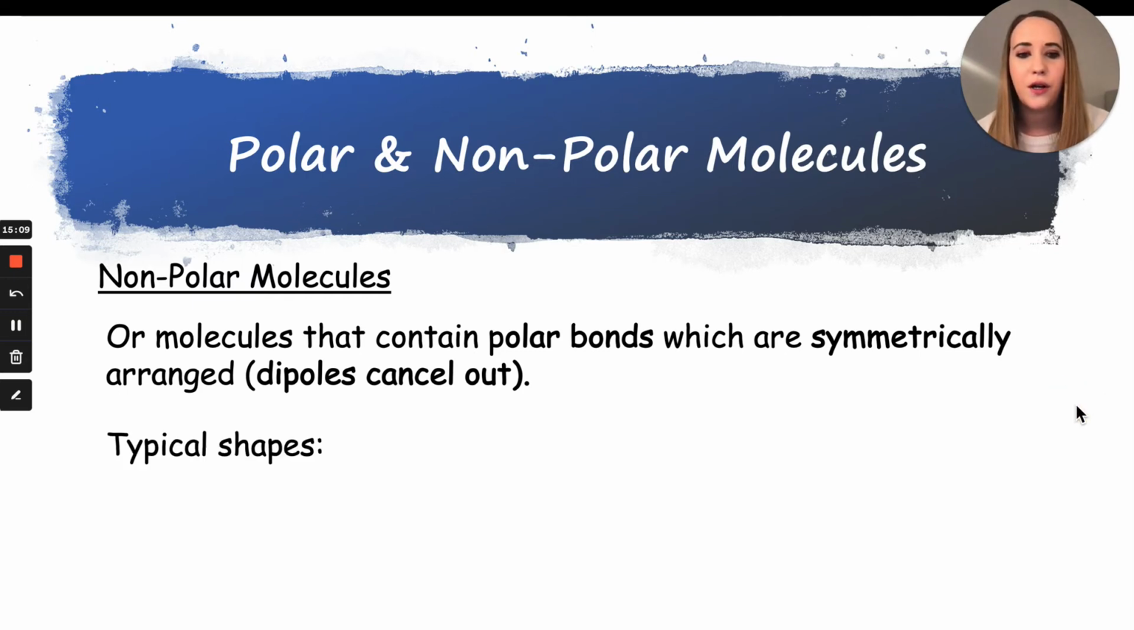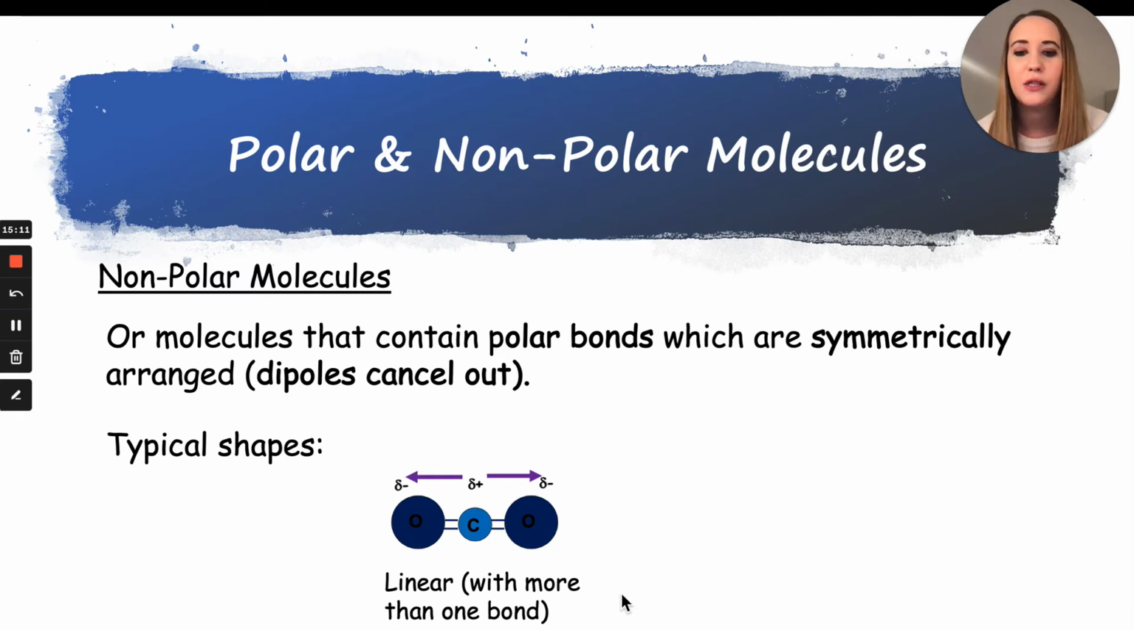There's a few examples here. If you see a molecule that's linear with more than one bond, carbon dioxide is a really common example of a non-polar molecule. You can see there's a line of symmetry right down the middle with carbon. It's exactly symmetrical on either side. That shape allows the polarity of those bonds to cancel out, even though there is an electronegativity difference, and carbon dioxide is non-polar overall. So watch out for that example.